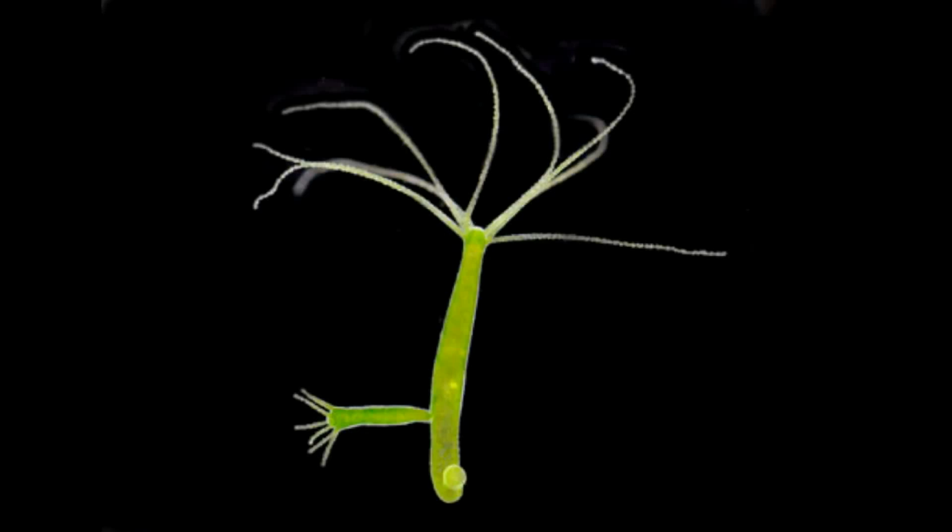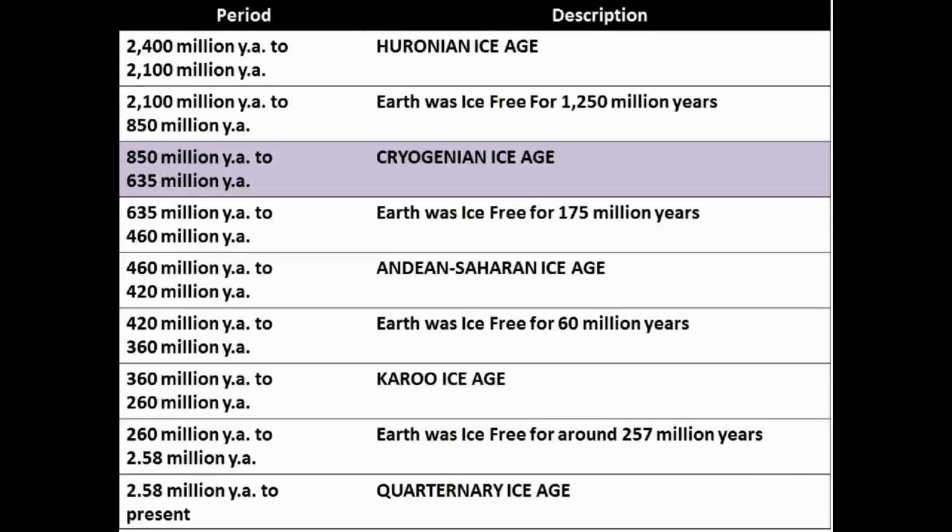And during this enormous period, life evolved into wider varieties of multicelled organisms, such as the hydra pictured here. Eventually, there did come a new ice age, the Cryogenian. It began at approximately 850 million years ago and ended at 635 million years ago, a total of 115 million ice-covered years.